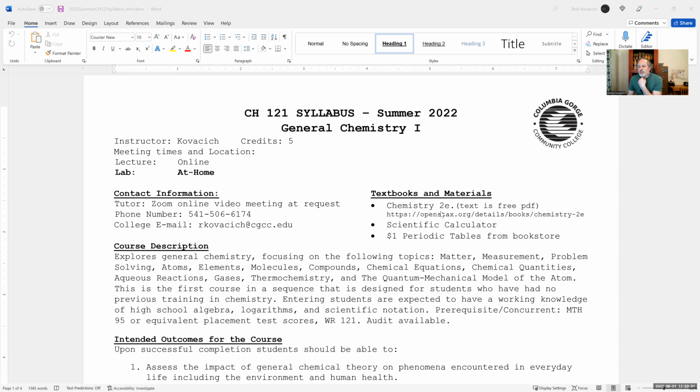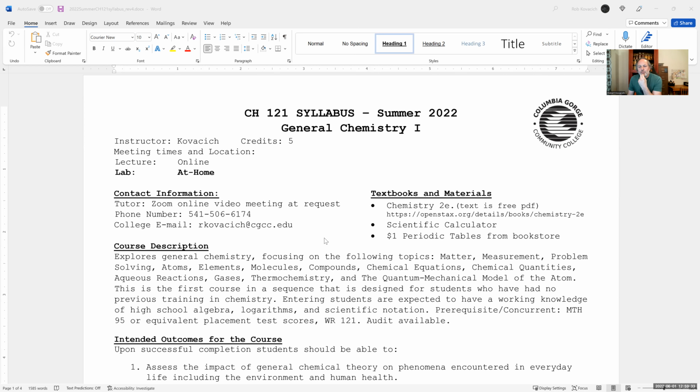Our textbook is going to be this Chemistry 2nd edition from OpenStax, and it's a free PDF. We do have the hard copy of the books in the bookstore, or you could find some of them online. You're going to need a scientific calculator. A scientific calculator is one that can do scientific notation, so it's got an EE key or an E key, capital letter E doubled, or a 10 to the X key. And then you're going to need a periodic table from the bookstore, the one that's $1.